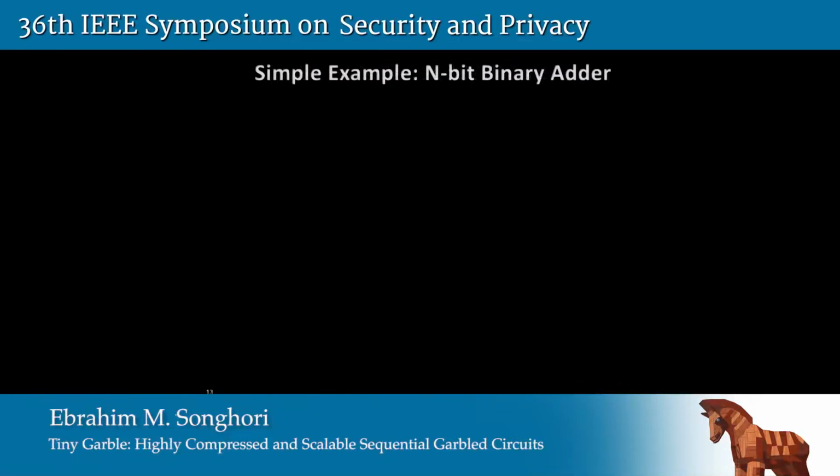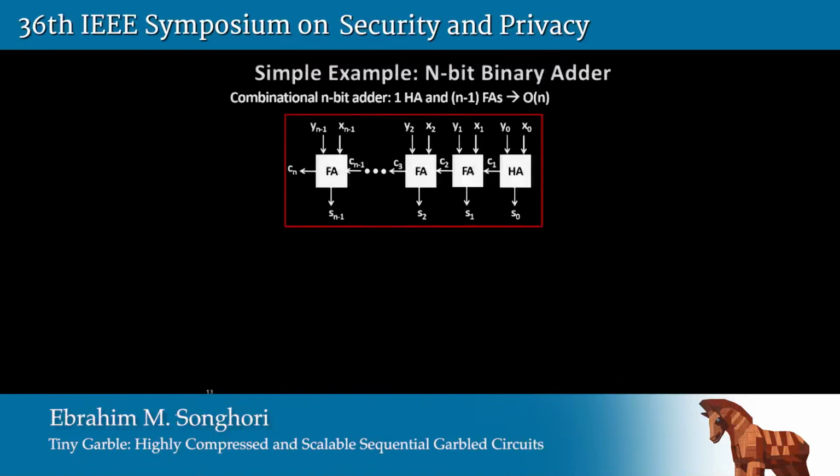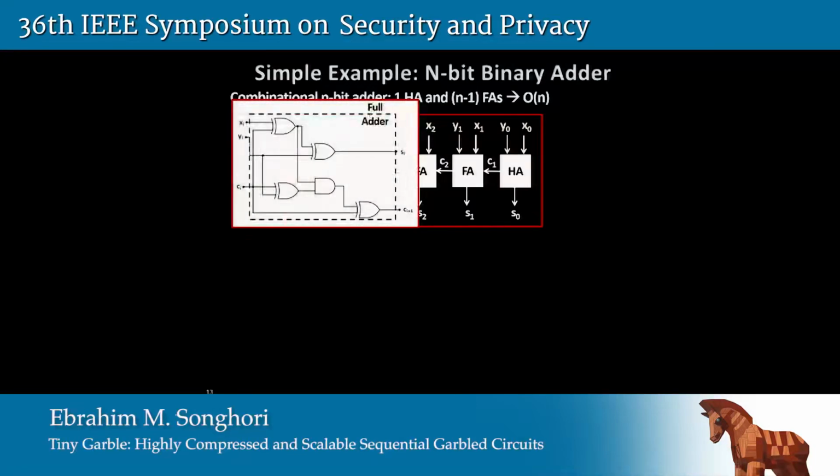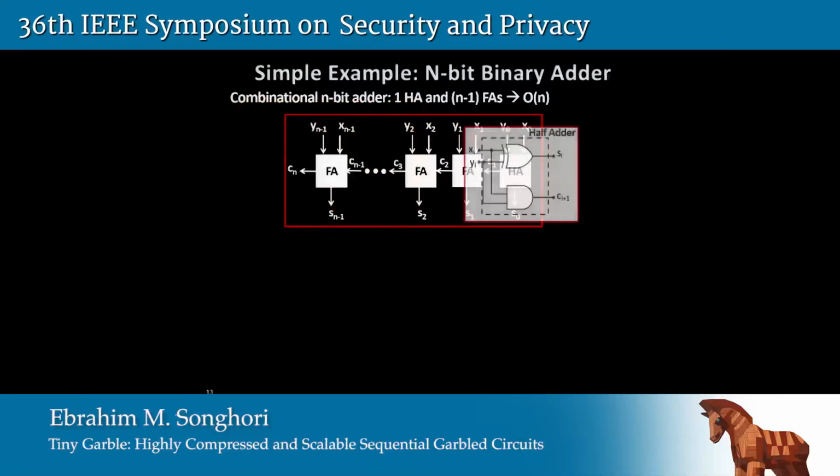OK, let's look at an example and see how it works. This is an n-bit adder for combinational circuit. We have n-1 full adders and 1 half adder. Full adder has a carry in, carry out. Half adder doesn't have a carry in. So the size of this circuit is O(n).